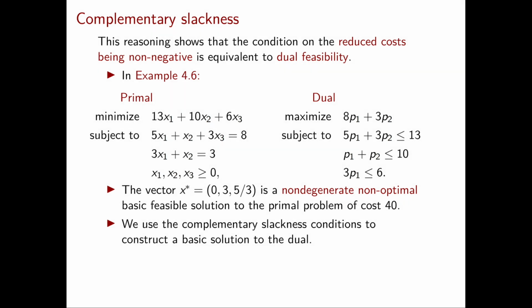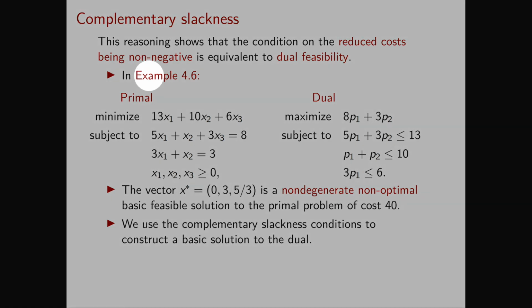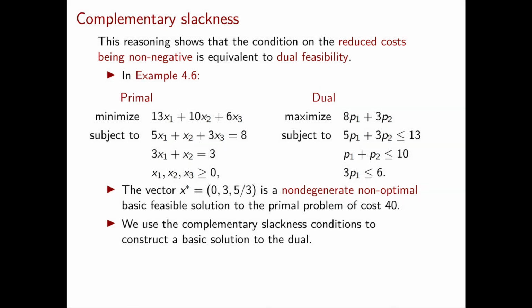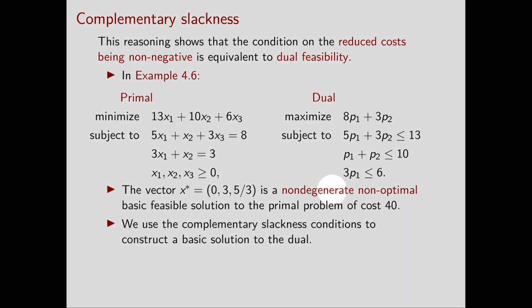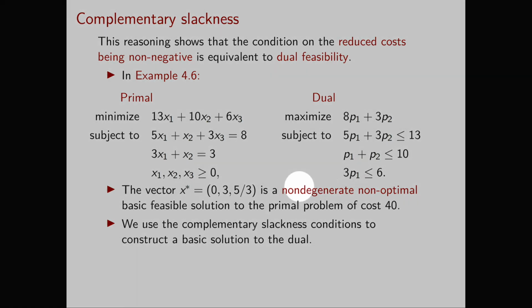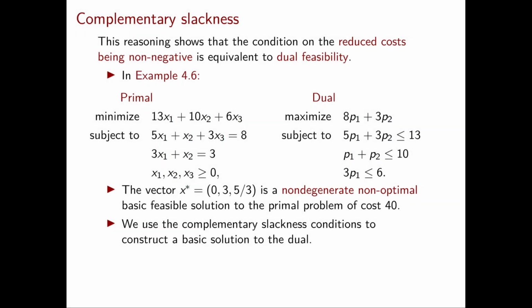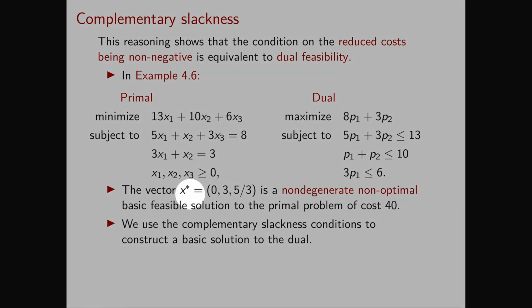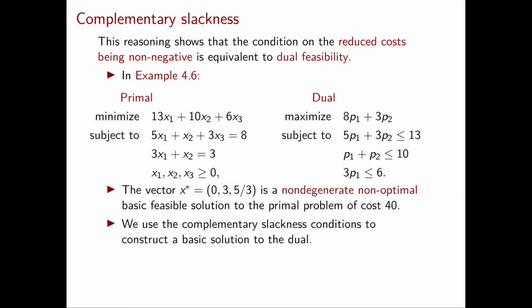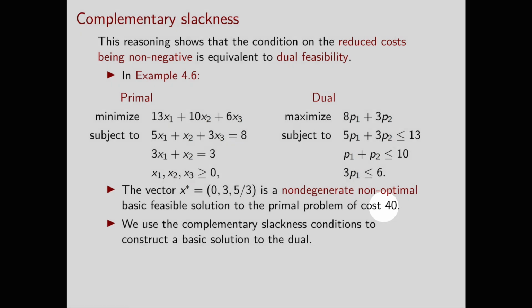Now let's see an example where the reduced costs are not non-negative. And to do so, we just need to look again at our example 4.6 and pick a non-optimal basic feasible solution. In our previous argument, we also had the assumption that the solution was non-degenerate, and here we keep that assumption, and so we pick a non-degenerate, non-optimal basic feasible solution. An example of such a solution is x star equal to 0, 3, and 5 divided by 3. The cost of such a solution is 40.